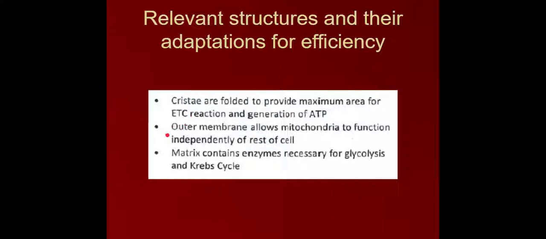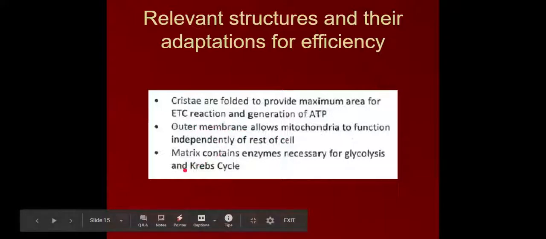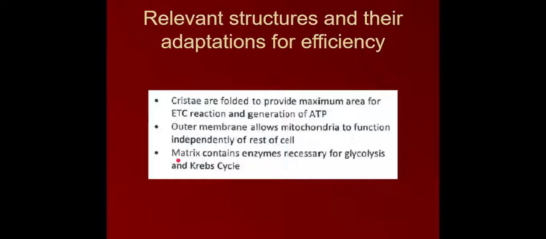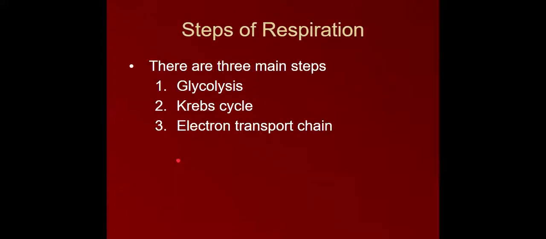Second point is the outer membrane allows the mitochondria to function independently of the rest of the cell. And the third point here is the matrix contains enzymes necessary for glycolysis and the Krebs cycle, these last 2 steps here.